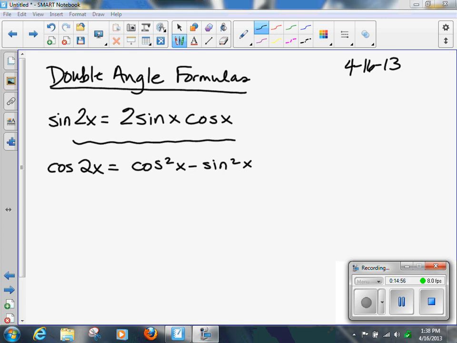Can you look at these two problems up here? These formulas, folks.